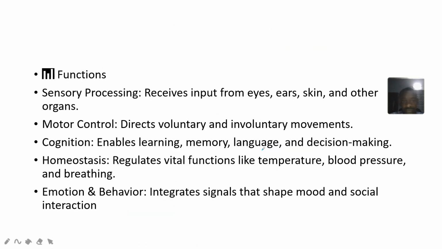So the general functions of the central nervous system: first is sensory processing. It receives information through the eyes, through the ear, the skin. As it receives it, it processes it. Then motor control, it directs voluntary and involuntary movement. Also your ability to remember things, how to speak, how to make decisions is all controlled by this CNS.